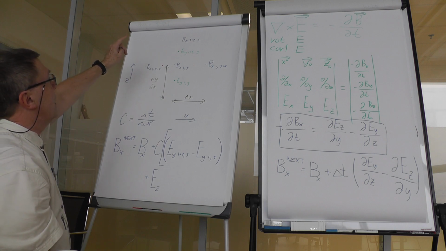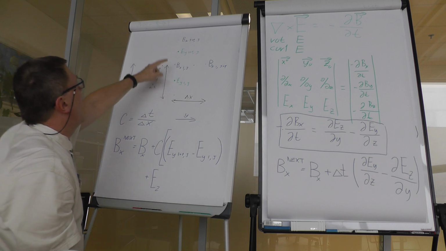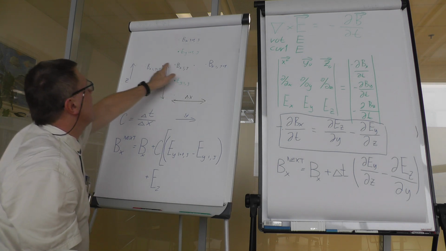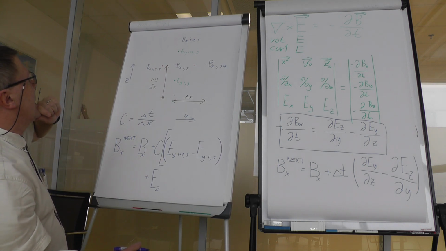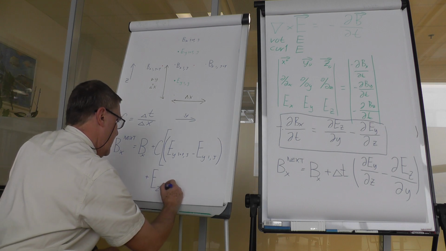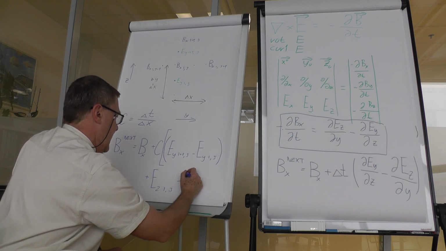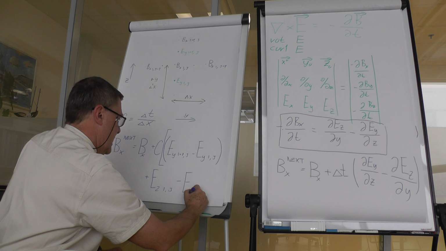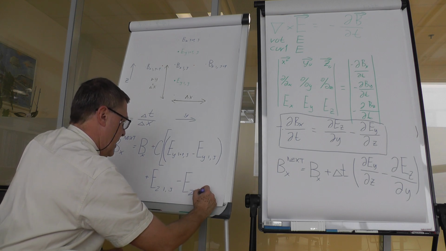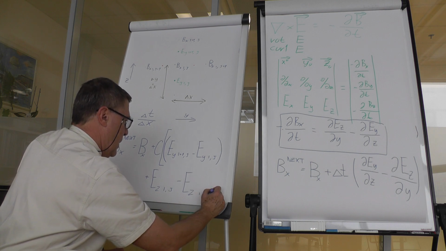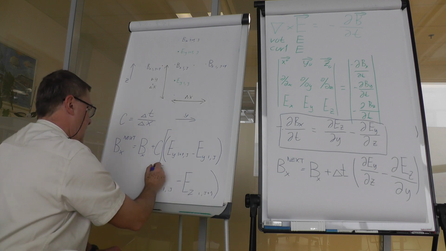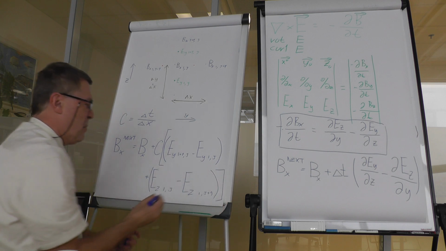I had ey, and I have the other discretized over here. So I would have ez I j minus ez I j plus 1. So this was the other derivative and the end of the bracket.